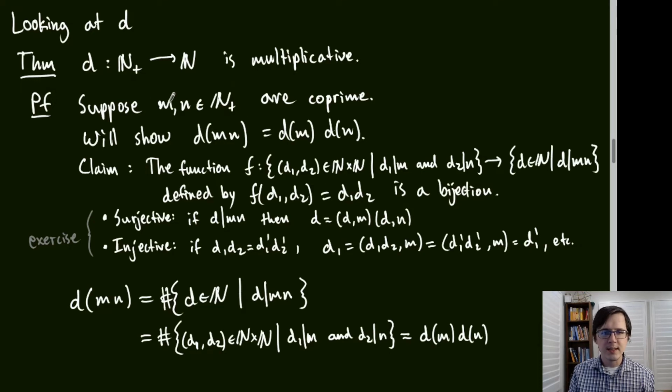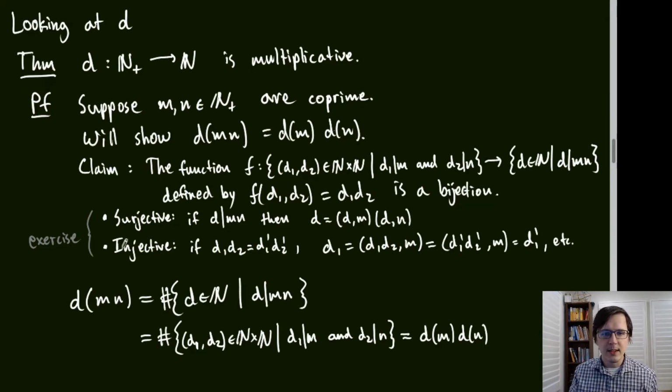So the next thing is that d is a multiplicative function. So we start out by assuming that m and n are coprime positive natural numbers, and we'll show that d of m times n is d of m times d of n. To do this, we're going to show that this function f that I'll define right here is a bijection. What f has as its domain is the set of all pairs of natural numbers d1, d2 such that d1 divides m and d2 divides n. And the codomain is the set of all divisors of the product of m and n. The function is defined by simply multiplying the two numbers in the pair. And so the claim is that this is a bijection.